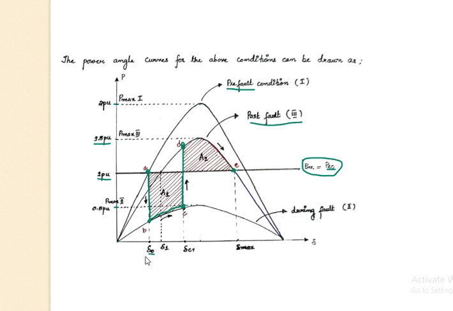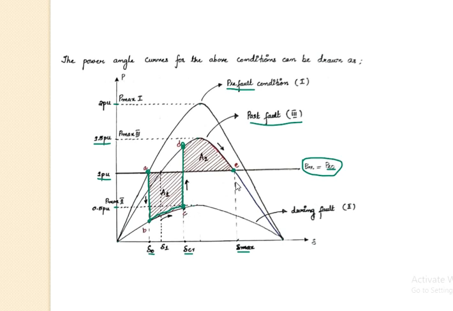So now you got different values: delta 0 is the initial load angle, delta CR is the critical clearing angle, delta max is the maximum value of the load angle. Now, for this system to be transiently stable, what is the condition? Accelerating area should be less than your deaccelerating area, or your accelerating area should be at maximum equal to your deaccelerating area.